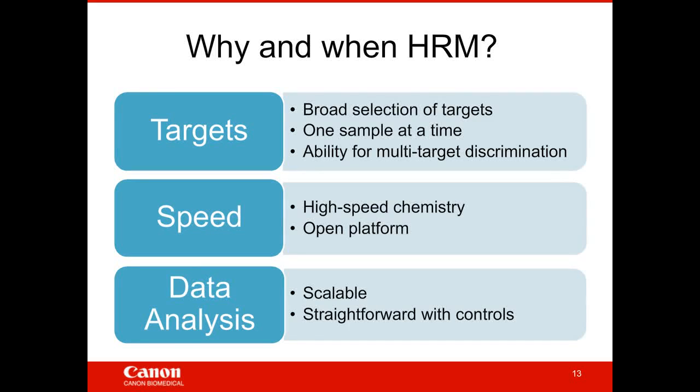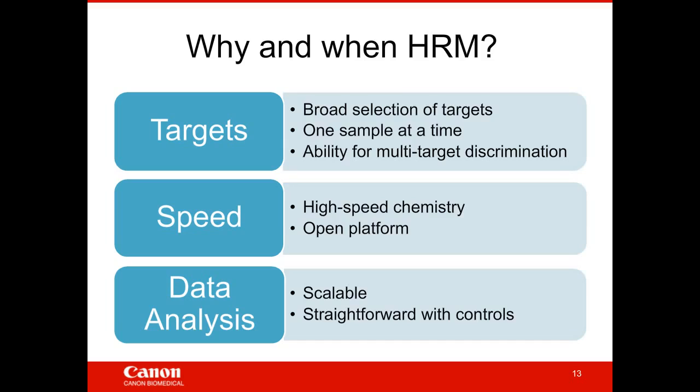High-resolution melting is a more targeted approach. It offers a broad selection of targets. It can detect what might be considered tough or difficult targets. It allows you to test one sample at a time and still be accurately able to call a genotype. This is not always the case in other targeted methods like hydrolysis probe PCR, for example.